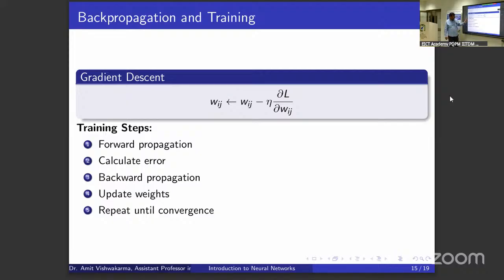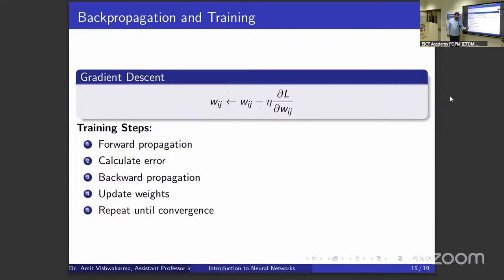Now there are 5 steps in a neural network. The first step is forward propagation. The computation of MSE, which is nothing but 0.54 something, is the forward propagation. Then calculate the error, which is MSE. Then backward propagation. Backward propagation means I have to update this W, so update the weights.